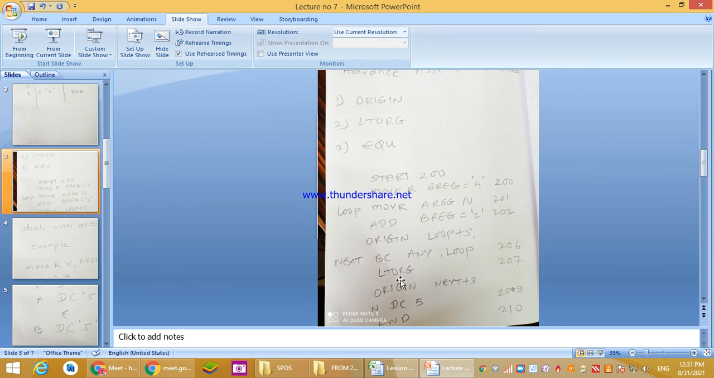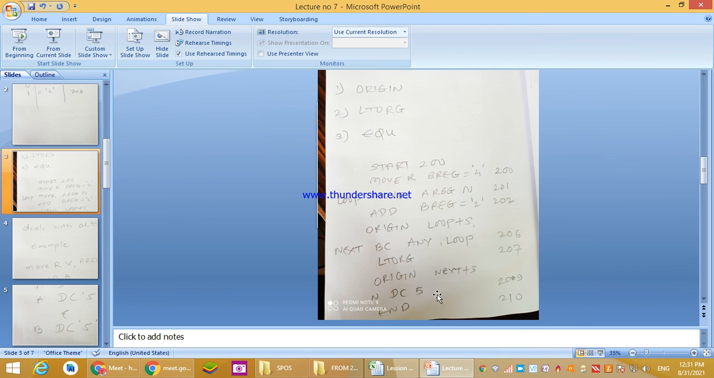Right, 206. Then next word LTORG. After this line LTORG comes. LT for literals, LTORG, and the address for LTORG given here is 207. Then next, origin, again origin comes. Next plus 3. Next is a label, and this label has address 206, it is incremented by 3. That's why the next line has the address 209. Next has address 206 plus 3, it becomes 209.